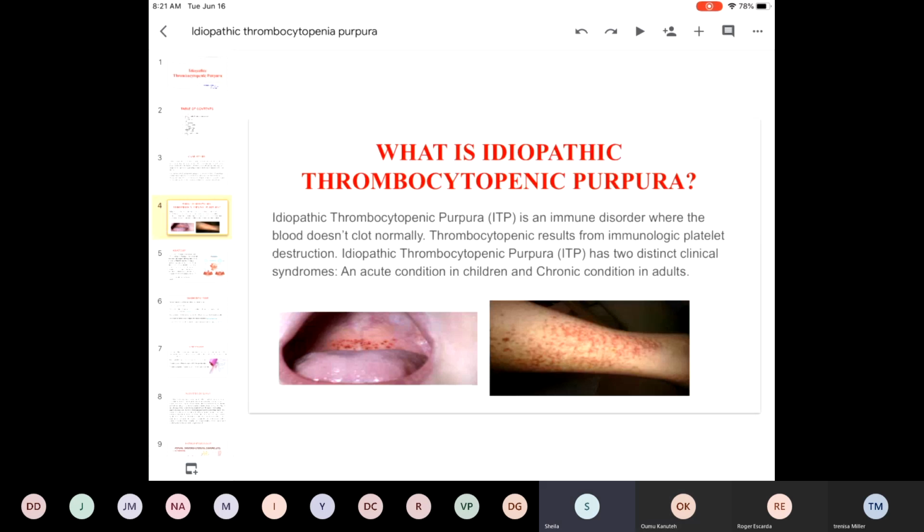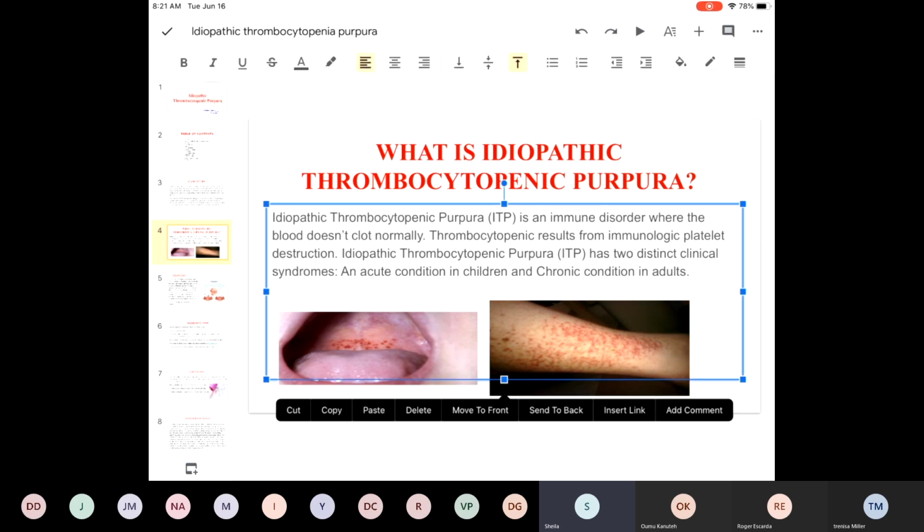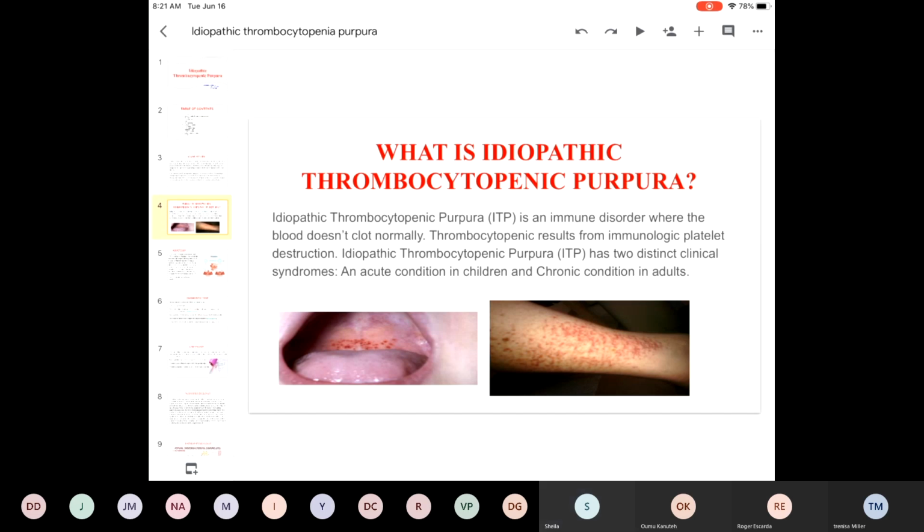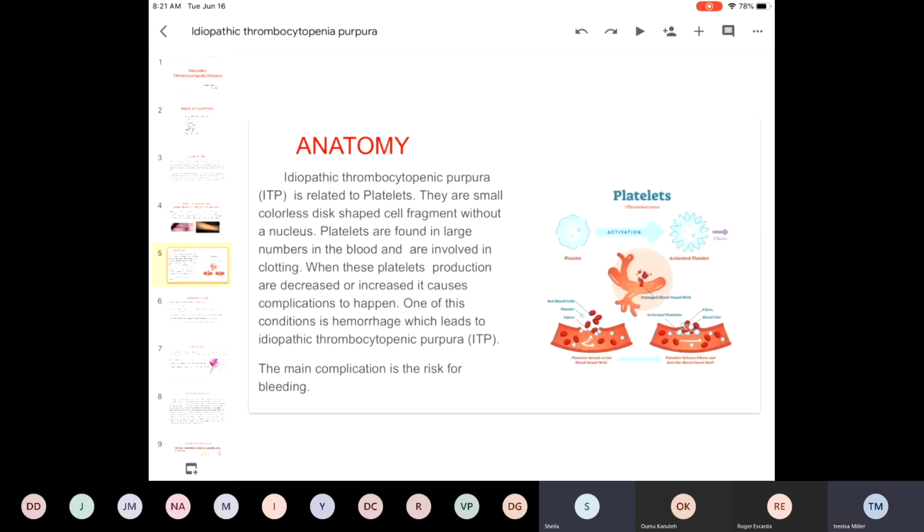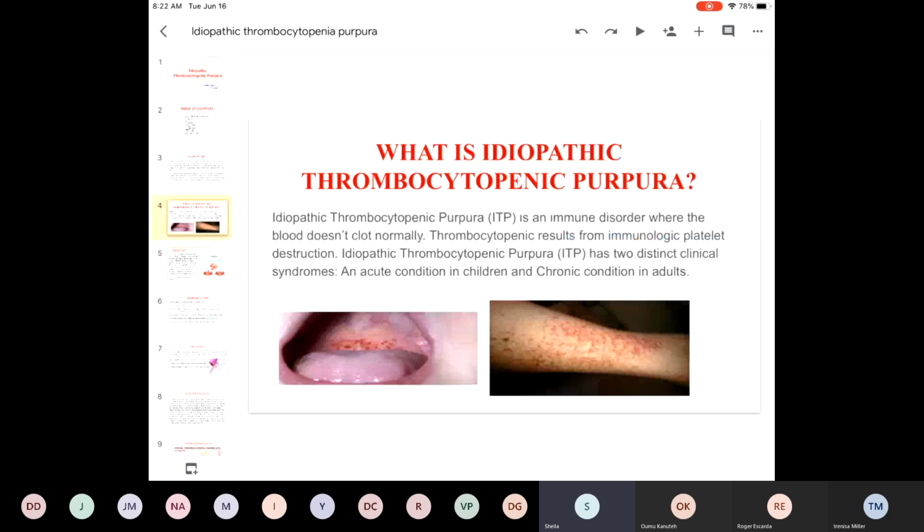What is idiopathic thrombocytopenic purpura? Idiopathic thrombocytopenic purpura, which is called ITP, is an immune disorder where the blood doesn't clot normally. Thrombocytopenia results from immunologic platelet destruction. ITP has two distinct clinical syndromes: an acute condition in children and a chronic condition in adults. And the picture shows the petechiae on the patient. So that's one of the signs you will know if you have ITP.